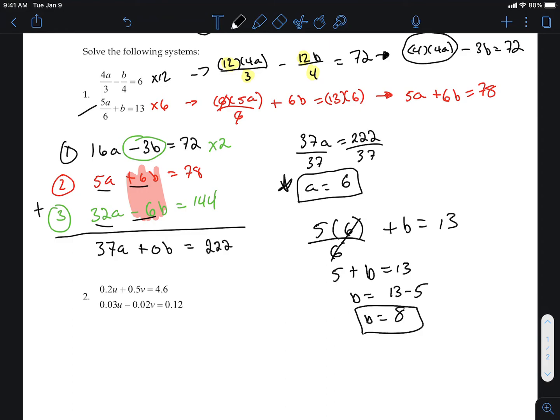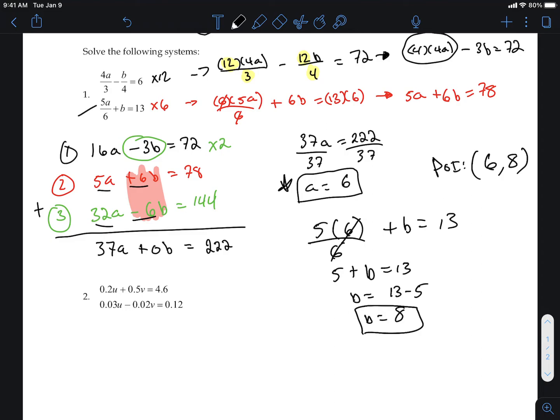Now, one more step. The solution is always the point of intersection. That's the solution. So the point of intersection has to be stated in your answer. And I always do it in alphabetical order, like XY, AB: 6, 8.